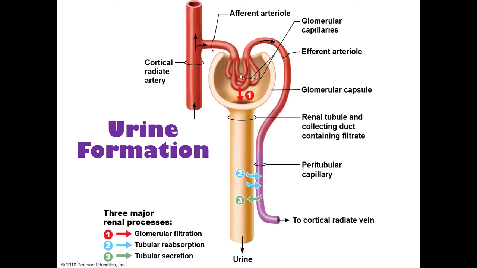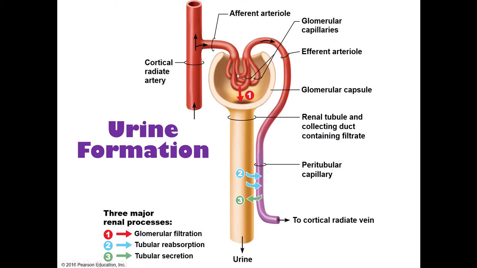So this is the glomerulus here. You can see it's this little capillary bed surrounded by the Bowman's capsule. The glomerulus is really different from other capillaries in the body in that it is both fed and drained by arterioles, right? Like your standard capillary gets fed by an arteriole and then drained by a venule.